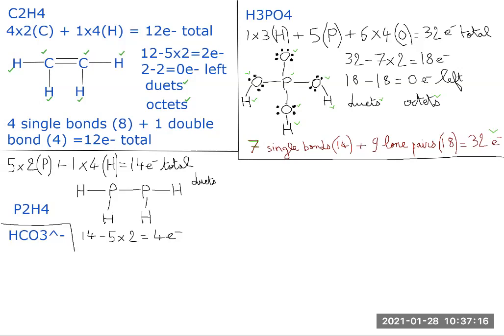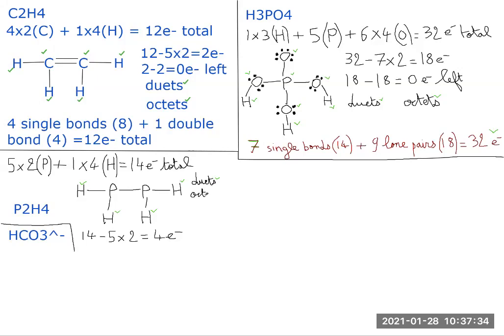So we do have our duets because each hydrogen has a single bond. So they are all already set. So we have our duets. And what about octets? So let's write octets.